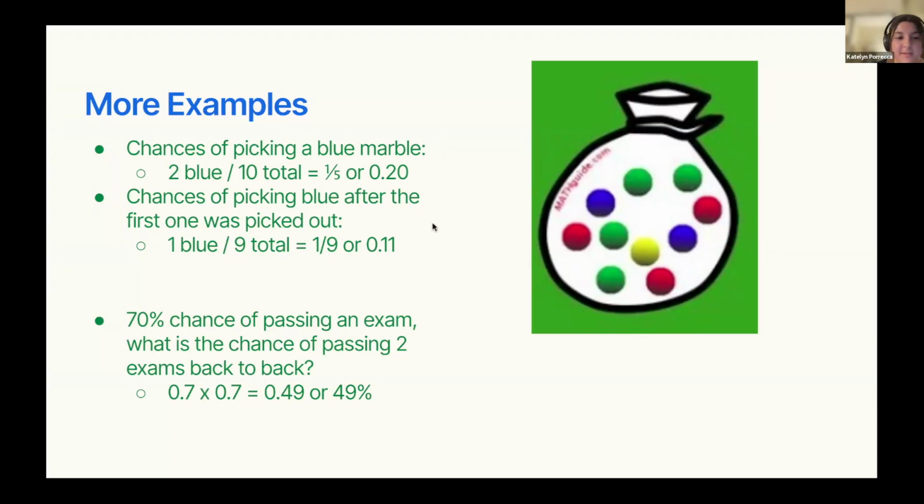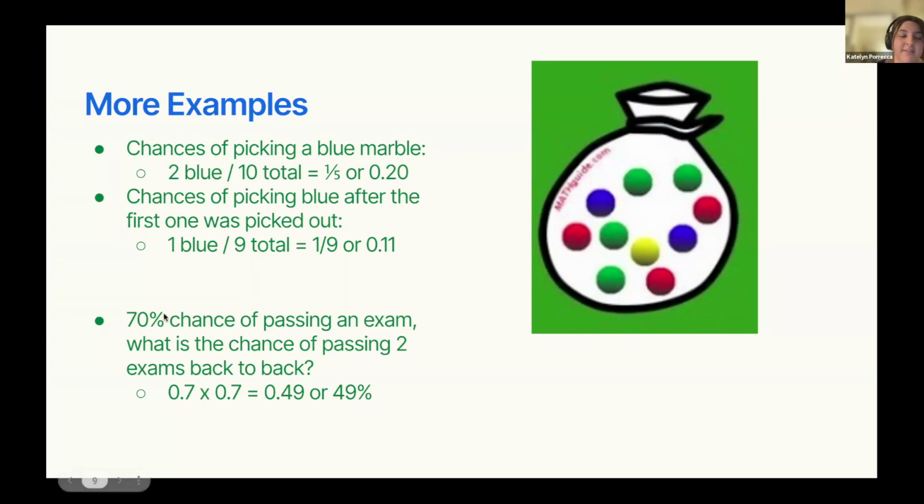Same principle. Chances of picking a blue marble after we picked out the first one. Well, if we picked that blue marble out first, obviously we're going to have one less total marble, but also one less blue marble. So you would subtract one from both the 2 blue and the 10 total, for it to be 1 blue divided by 9 total instead. So it'd be 1/9 or 0.1111, about 11%.